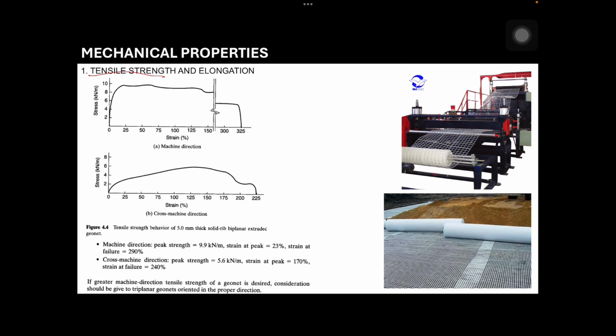But still, we tested geonets for tensile strength, and it showed that the machine direction of the geonet has a higher capacity compared to the cross-machine direction. So, what is the machine direction? This is the machine direction. The ribs along this line are stronger than the cross ribs, which are perpendicular to this machine direction.